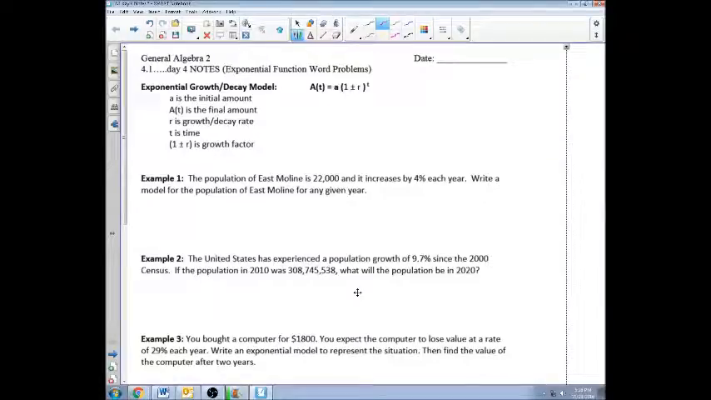This lesson is for my Algebra 2 class. It is 4.1, Day 4 Notes, Exponential Function Word Problems. An exponential growth/decay model is A, which is right here, is our initial amount. A of t is the final amount, R is the growth or decay rate, and t is the time. So 1 plus or minus R is the growth or decay factor.